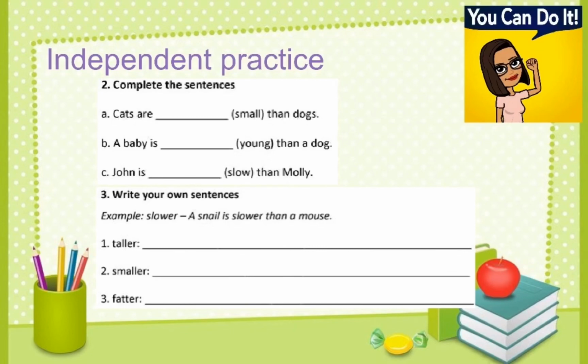Now, you're going to do these exercises by yourself. Remember, you can pause the video if you need time to correct or check your answers. Number 2, it says complete the sentences. Cats are, and in parentheses, it gives you the adjective that you have to compare them with. Smaller. A baby is younger. John is slower. Now, number 3 says write your own sentences using taller, smaller, and fatter. So I invite you to write your sentences in your English notebook using those 3 comparative adjectives below.